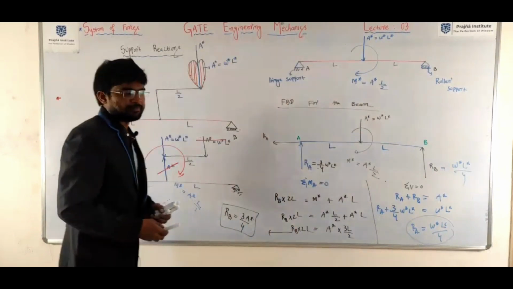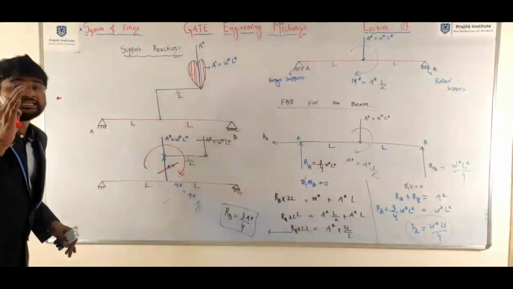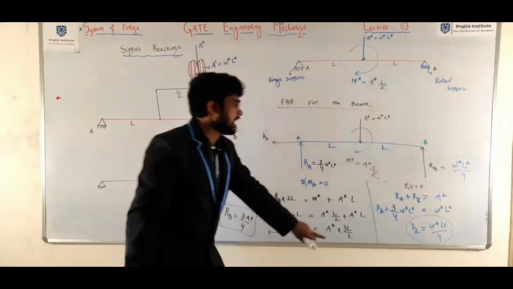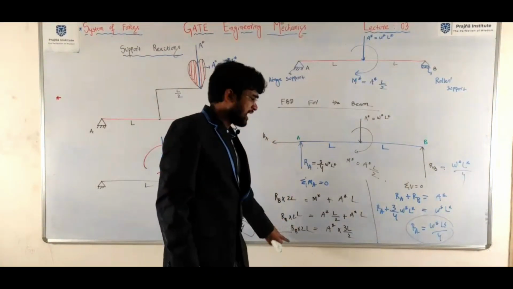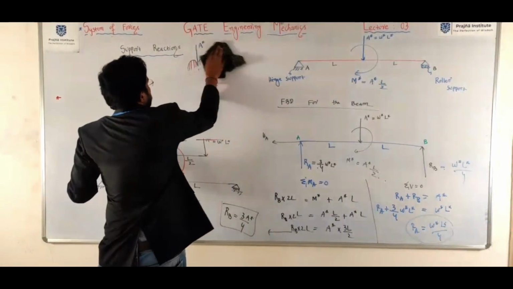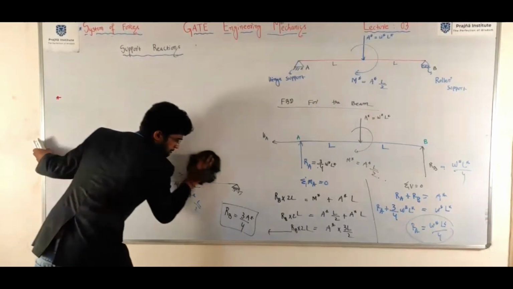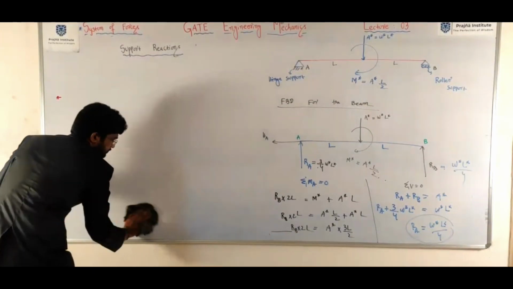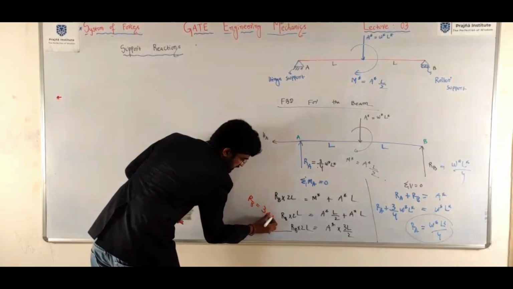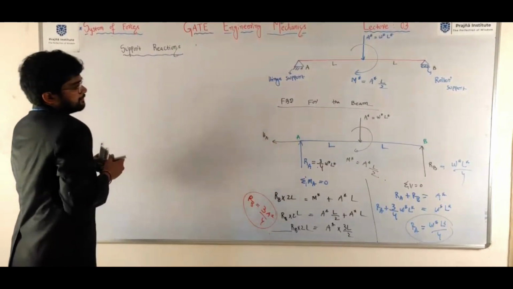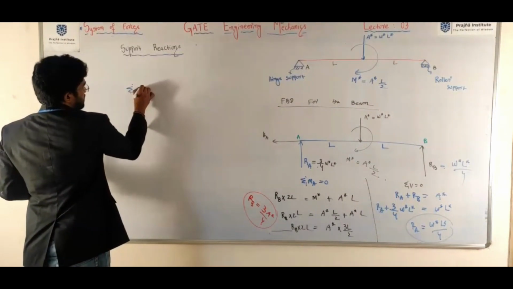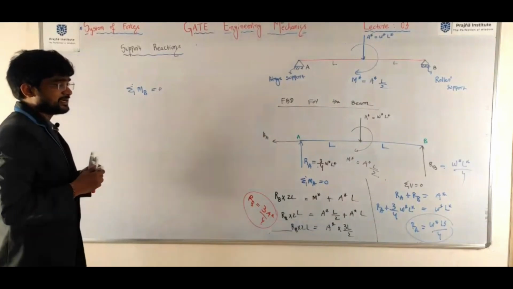Clear? This is the way to determine support reactions. Next, how to determine RA? Here you are directly getting RB by using the moment equation. See this? Here RB equal to 3A star by 4. Now apply moment about B. You will directly get RA.